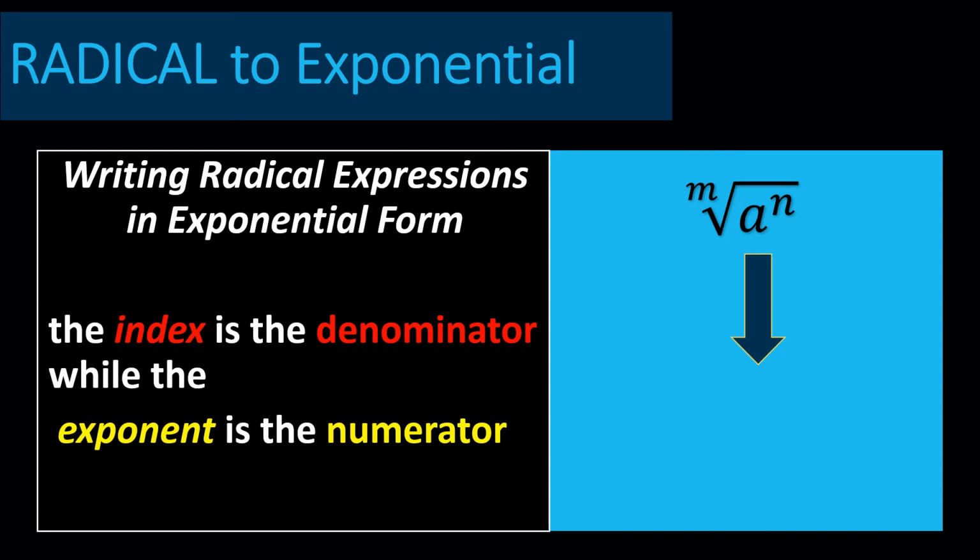So to illustrate, if this is our radical expression, to convert to exponential, we get the radicand, and that will become the base of our power expression. And then take note of this, the index is the denominator. So we look at the index, which is m, that will become our denominator. And then since in our radicand we only have a, automatically the exponent of a will become the numerator. So from this radical form to this exponential form.